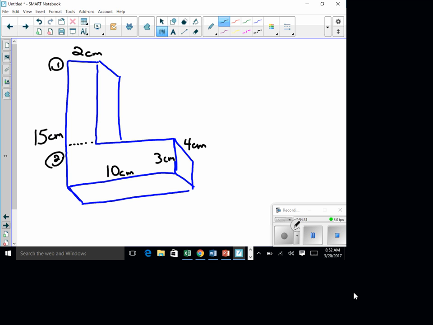So let's take a look at them. Let's do the bottom one where we have all the information. Bottom: length times width times height. You can see the length is 10. The width is 3. These are centimeters.